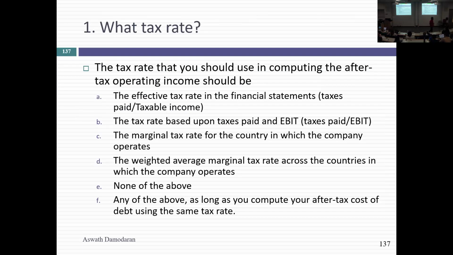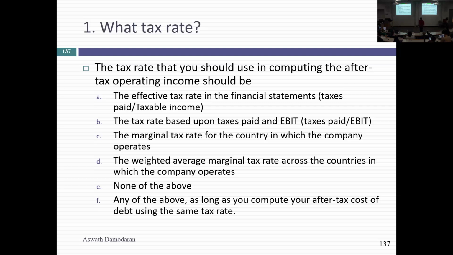So you got your operating income, you cleaned up for leases, you cleaned up for R&D. You need a tax rate, right? Remember, you multiply the EBIT by 1 minus the tax rate. So I'm going to give you the choices of tax rates, and you tell me which one you would use to compute your after-tax operating income.